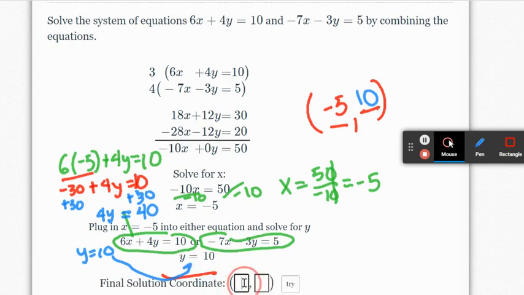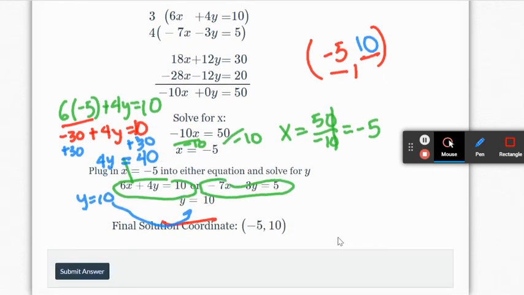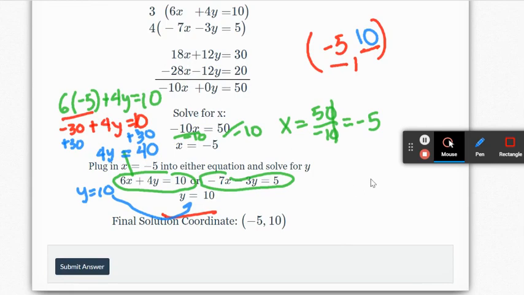And for the final solution, you just make sure the x and y go in the right order. Negative 5, 10. The biggest mistake I have students make is if they found y first, they'll put the y in the first box and the x in the second box. Make sure it's just in the correct order. x is in the x spot, y is in the y spot. And again, you would submit there and you would be finished.